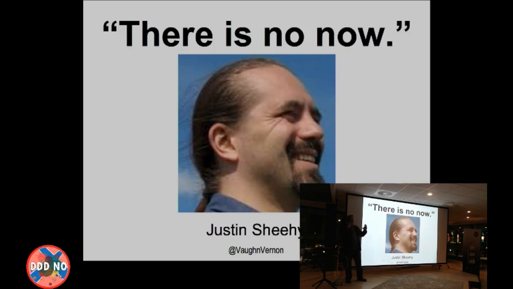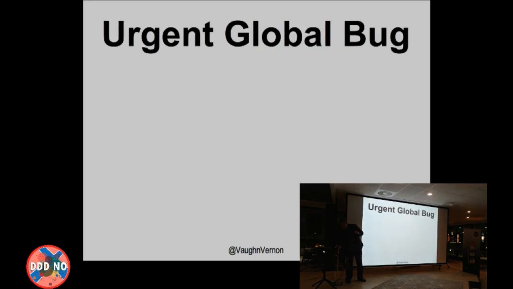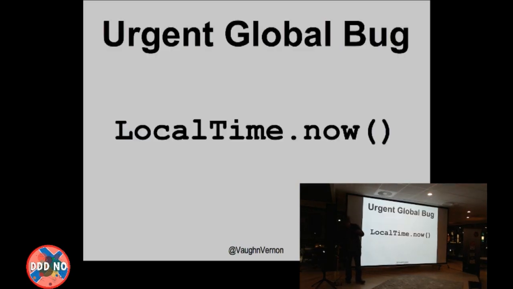There's this lurking bug that's global. It's in two major platforms. It's in the Java ecosystem and in .NET. You know what they are? Local time now in Java and date time now in .NET. They're just untrue. There is no now. As soon as you get a return value from now, it's wrong.